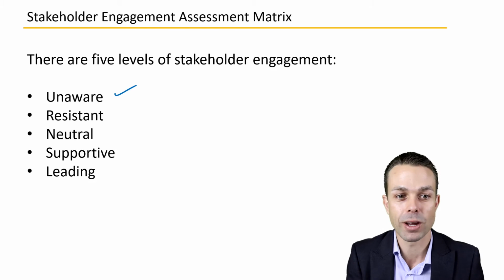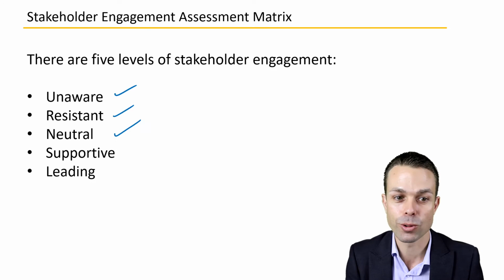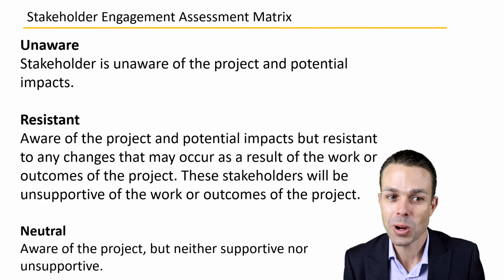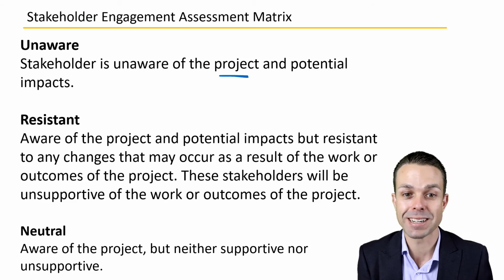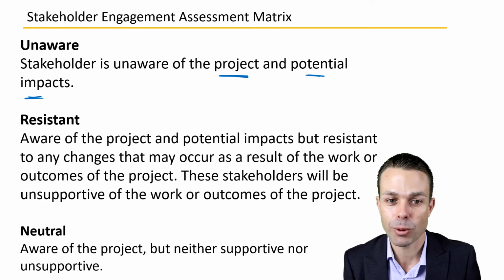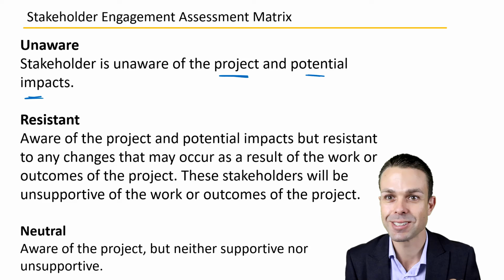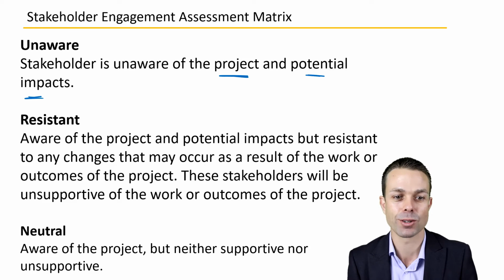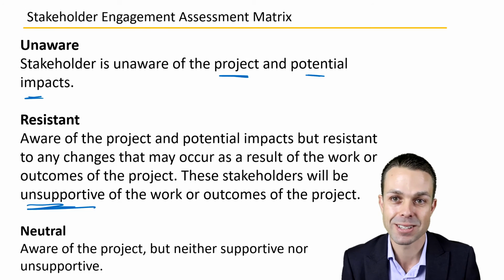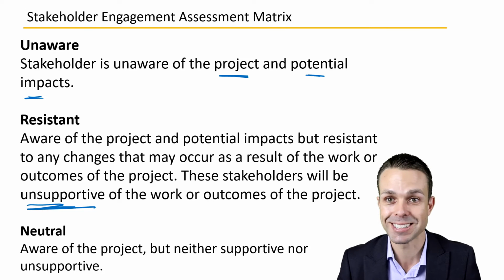First of all, we've got unaware, then resistant, then neutral, then supportive, and then leading. Let's look at them in a little bit more detail. An unaware stakeholder is when they're unaware of the project completely, or its potential impacts. They simply don't know that it exists. Now, if they're resistant, they're aware of the project and its potential impacts, but they're resistant to any changes that might occur as a result of the work or the outcomes of the project. These stakeholders will be unsupportive of the work or the outcomes of the project. We really need to communicate more and manage the relationship for those particular stakeholders.